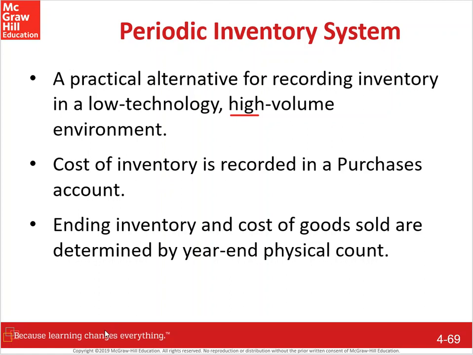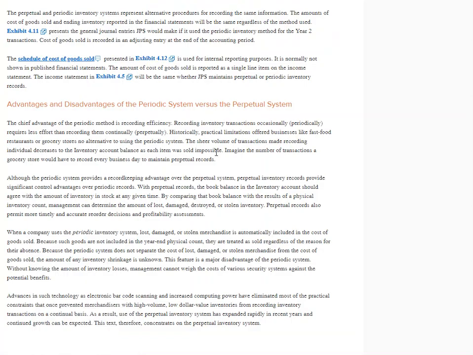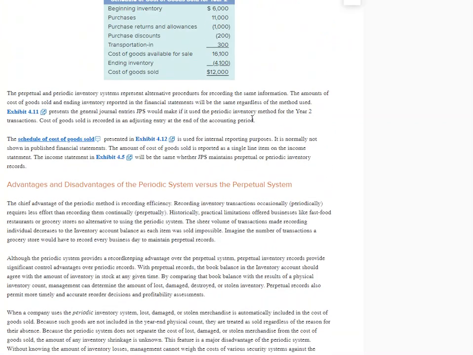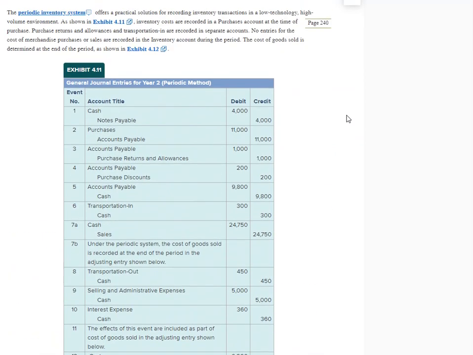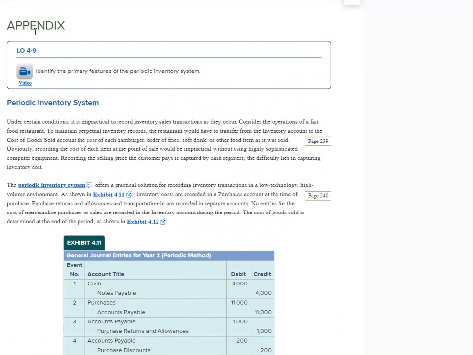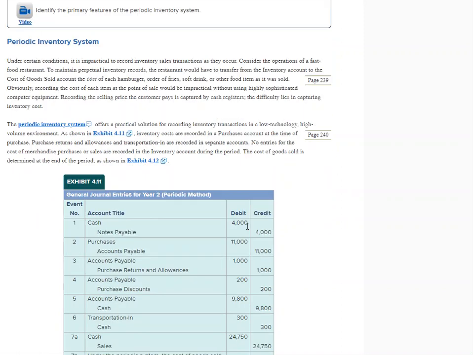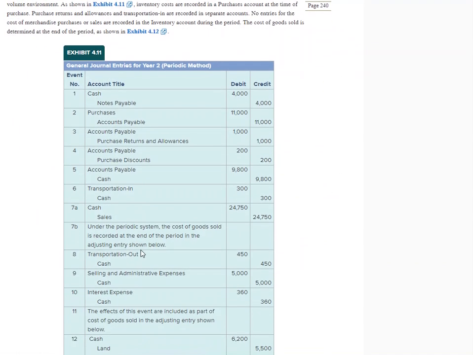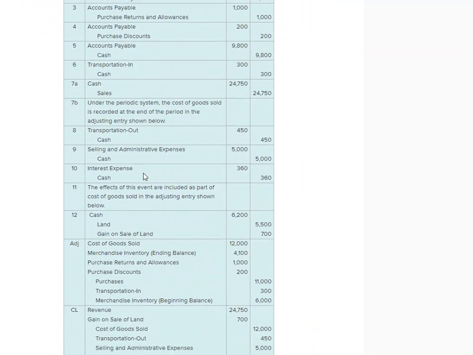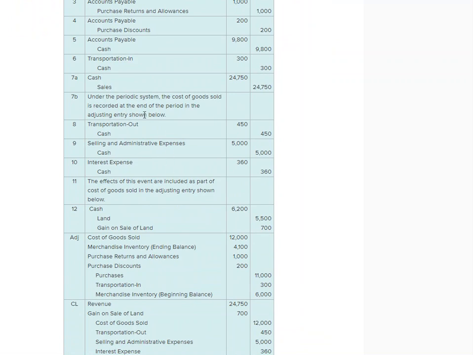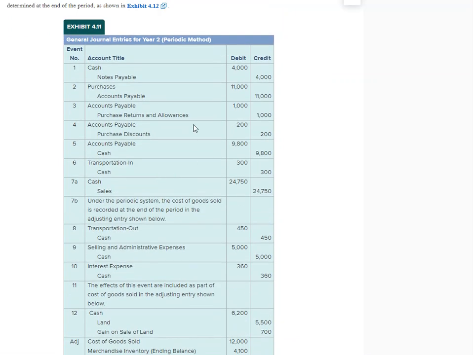So I want to go check out our textbook real quick. This is roughly on page 240 in your textbook at the end of the chapter in the appendix. It goes over a lot of what we just talked about, so periodic inventory system. So we're about on page 240, and they give you an example of journal entries in the periodic system, which again, I'm not holding you accountable for this, but a couple things to note in here.